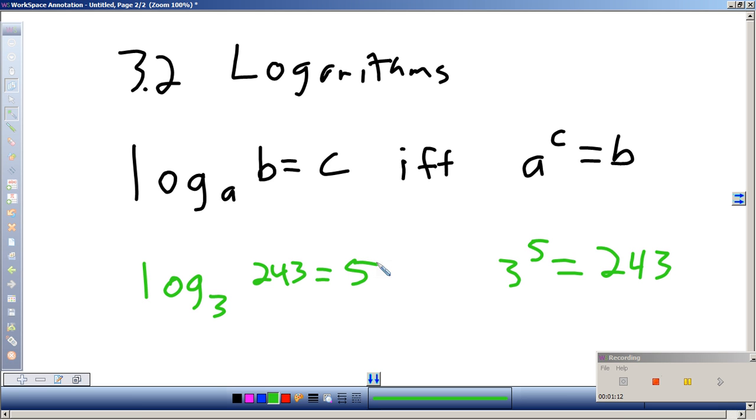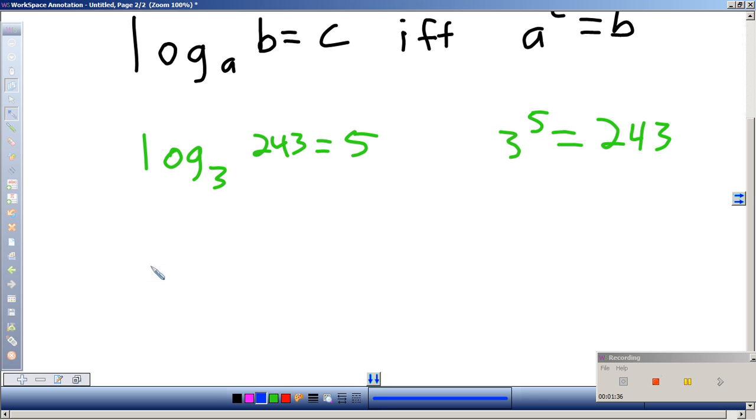So this is an important thing. You need to be able to change back and forth between these two forms at will. Any questions on how that works? Have you seen these before? Okay, good. So it's not new.